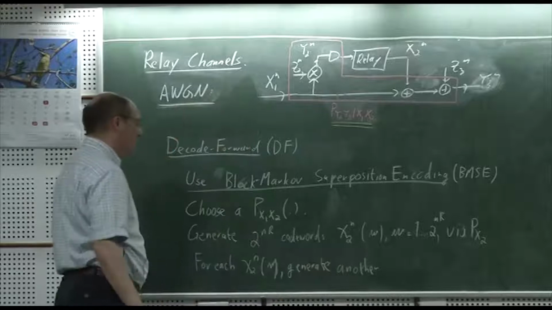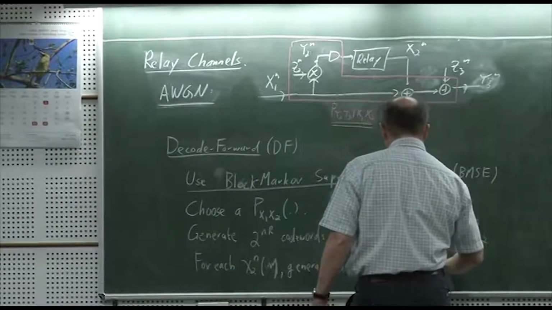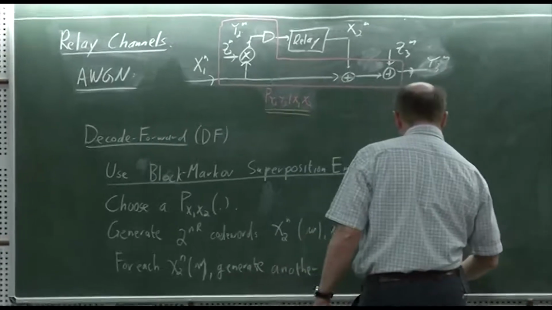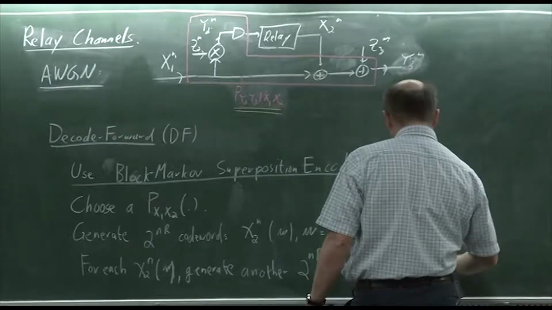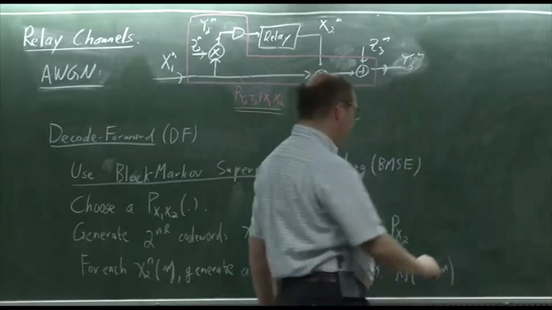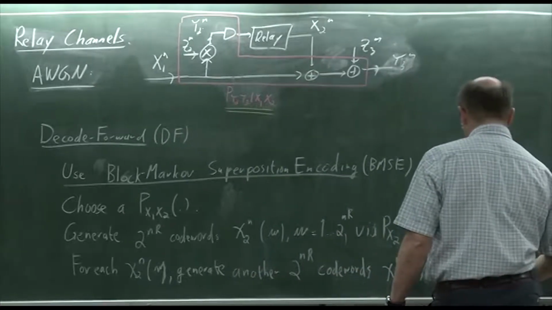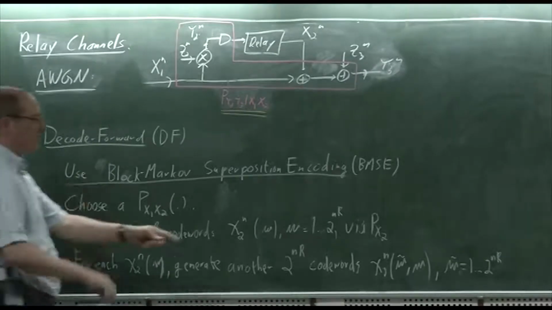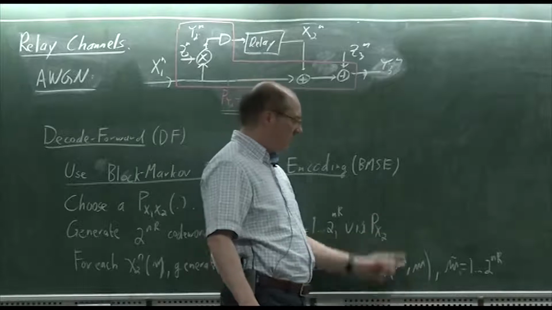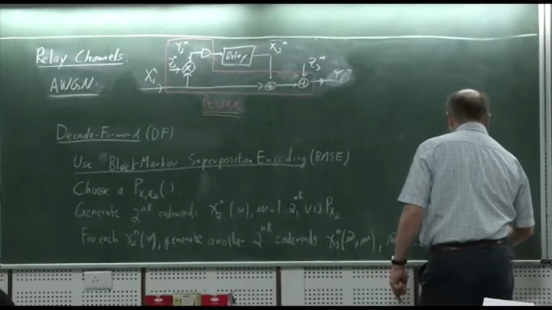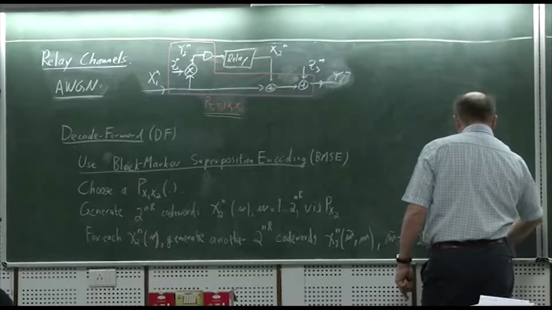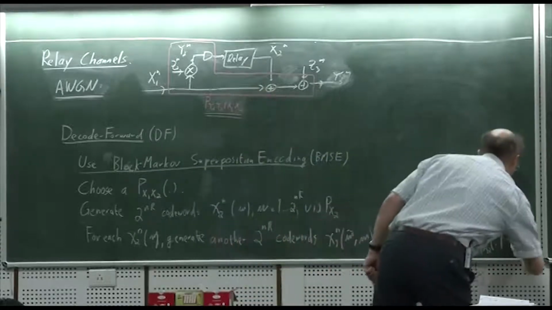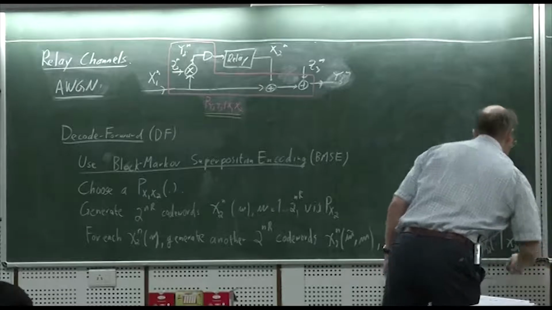For each x2^n(w), generate another 2^nR codewords, but this time, of course, with respect to x1 rather than x2, x1^n(w tilde | w), and we'll superpose these on top of the x2 codewords. This also runs over 1 to 2^nR, and now we just do it in the usual way using p(x1 given x2), letter by letter, given the ith letter x2i(w).